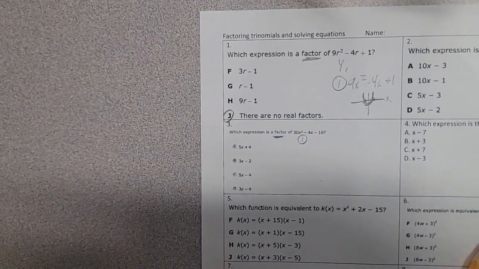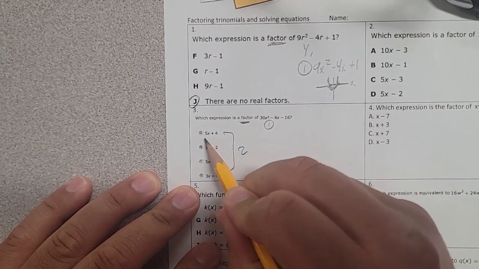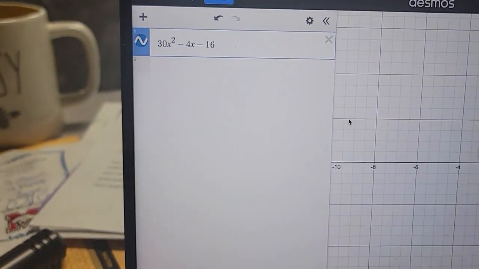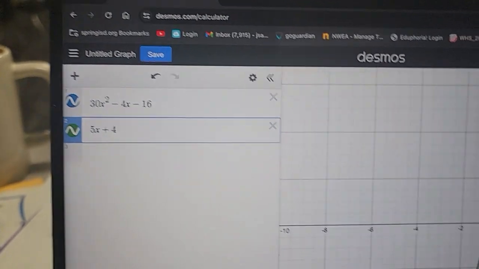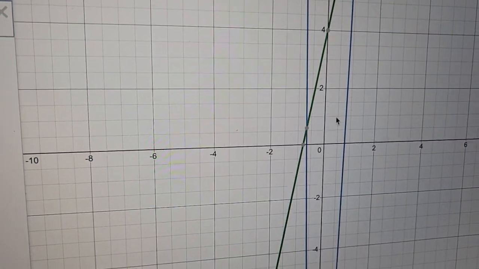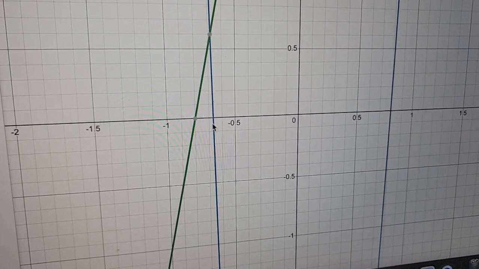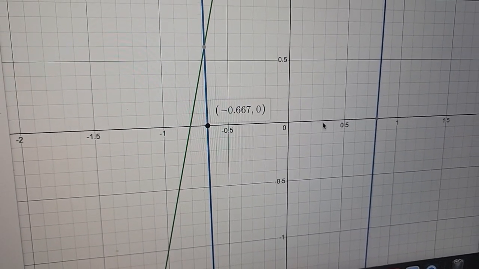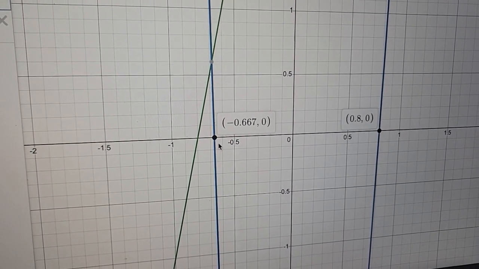All right, so what we're gonna do is type the answer choices, not the questions. These are all gonna go on number 2. So I have like 5x plus 4. I'm gonna go ahead and put it right here on the second one. So 5x plus 4. Now when I see this green line, it has to touch one of these original zeros, this one or this one. This is not crossing here.